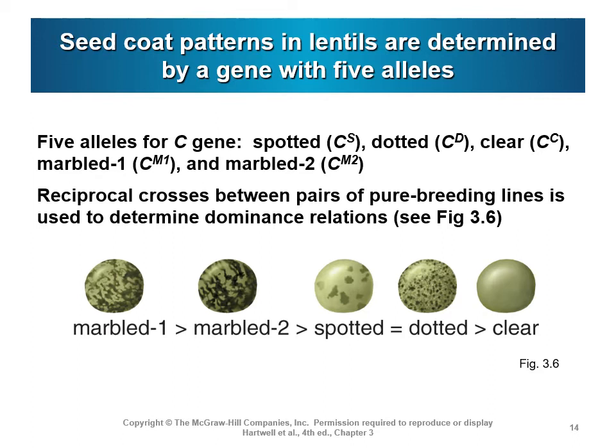Reciprocal crosses between pairs of pure breeding lines are used to determine dominance relations, Figure 3.6. Reciprocal crosses are crosses between different genetic stocks, strains, or species where the sexes of the parents are reversed. In this given example, we have the gene for marbled pattern, CS, that dominates over the others, and the genes for spotted and dotted that are co-expressed.